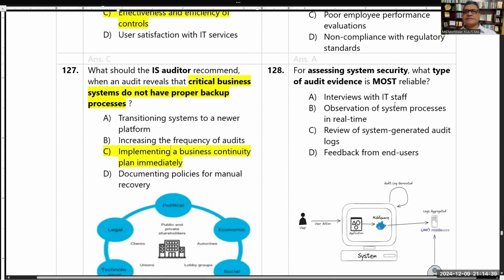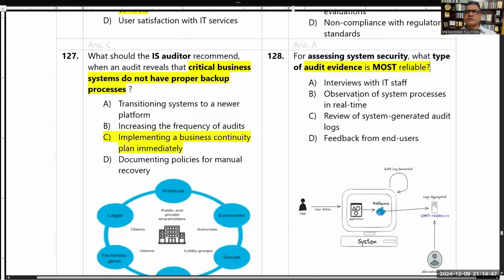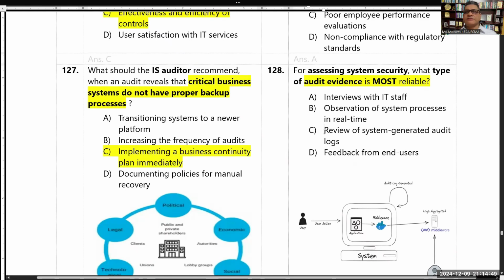For assessing system security, what type of audit evidence is most reliable? Here, the most reliable audit evidence is the review of system-generated audit logs. For assessing system security, answer C.